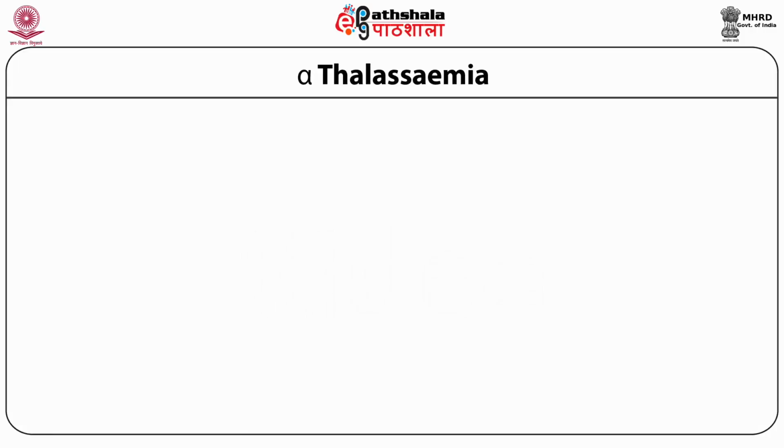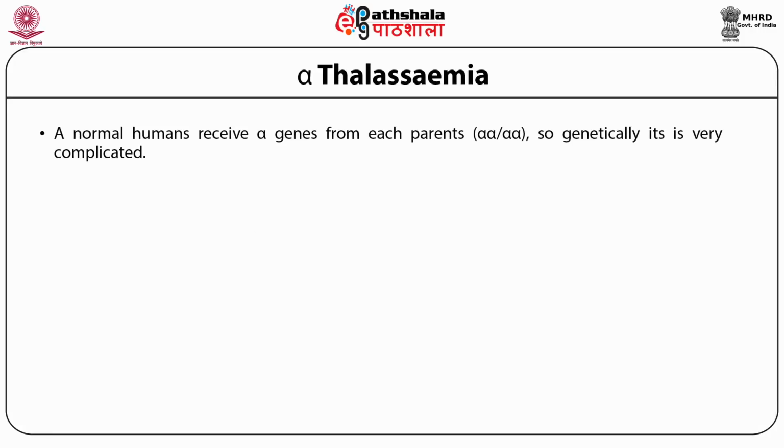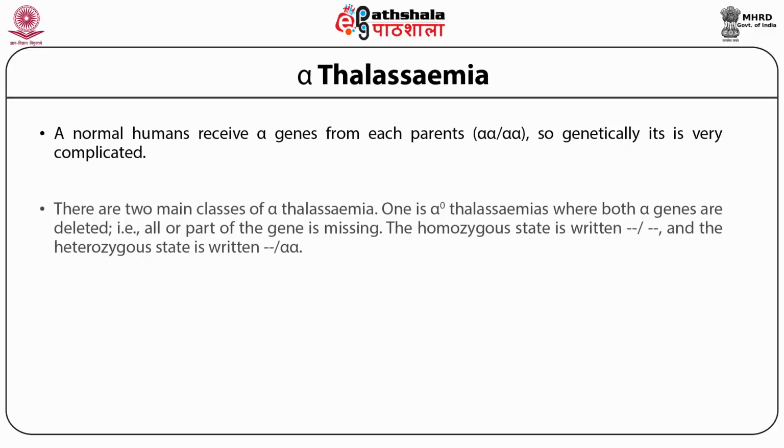Alpha thalassemia. A normal human receives alpha genes from each parent, so genetically it's very complicated. There are two main classes of alpha thalassemia. One is alpha-zero thalassemia, where both alpha genes are deleted, that is, all or part of the gene is missing. The homozygous state is written as dash slash dash, and the heterozygous state is written as dash slash alpha alpha.